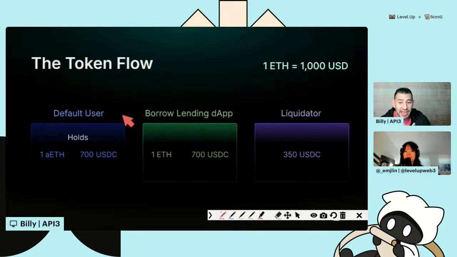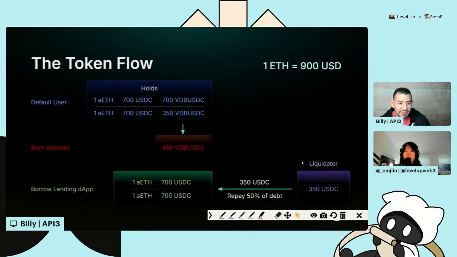So now the borrow lending dApp holds this 1 ETH. I then borrowed 700 USDC. So in my wallet, I'm holding this interest bearing ETH because it's earning yield on here. And then I have the $700 USDC cold cash in my pocket. And the liquidator is on standby with 350. I have to scroll this down. Okay. Now, still looking at this default user wallet, borrow lending dApp, and the liquidator.